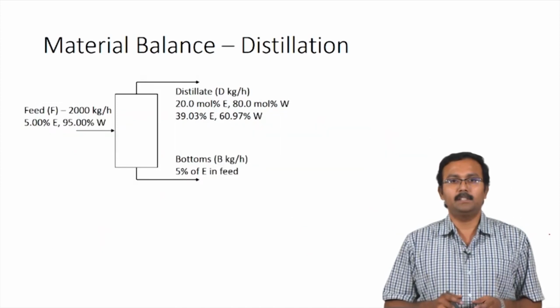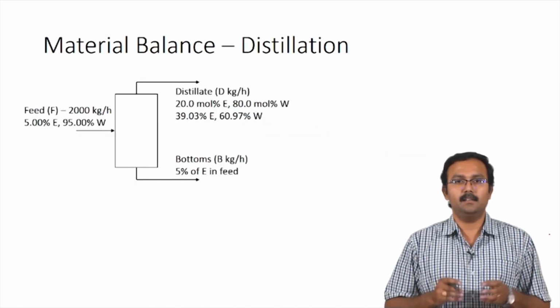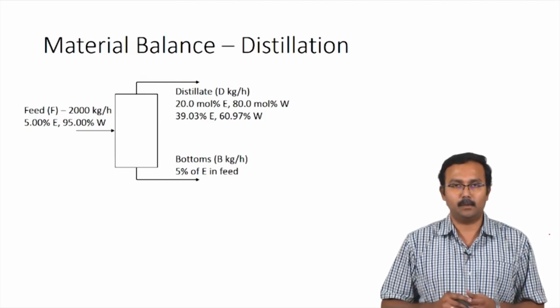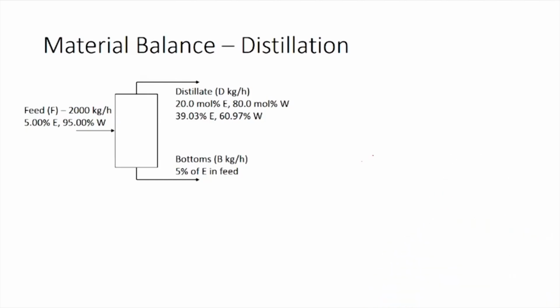Now that we have converted these values to mass percentages, let us move on to solving the material balance problem. So, this flow chart gives you all the information that has been obtained from the problem and all the information that we have just calculated. Now, the problem statement clearly states that 5% of ethanol entering the system is actually leaving through the bottoms. So, we also know that 5% is the mass fraction of ethanol in the feed stream.